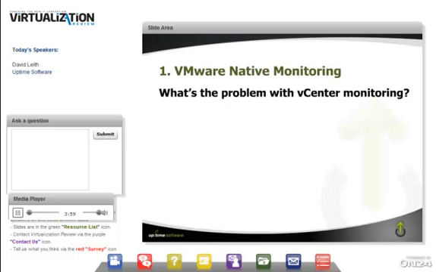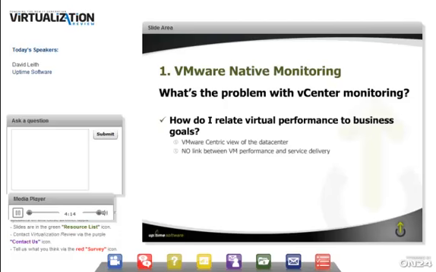So I like to use 3 simple questions to demonstrate this problem. The first question: how do I relate virtual performance to business goals? Unfortunately, vCenter provides a very VMware-centric view of the data center. It is the expert tool at just the VMware environment, but it really gives you no link between your VM performance, your vSphere performance, and actual service delivery.